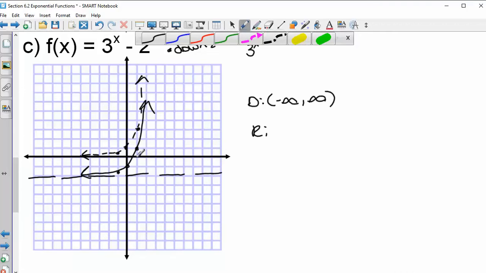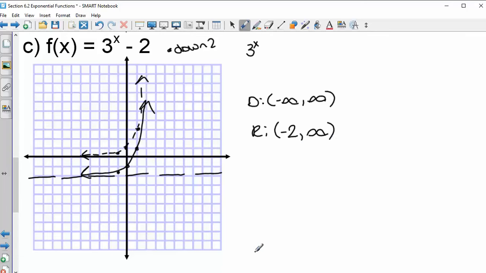Range: because we shifted this graph down, we can see our lowest point is at -2. We don't actually touch it, so it gets a parenthesis, comma, keeps going up forever, so -2 to infinity. Okay.